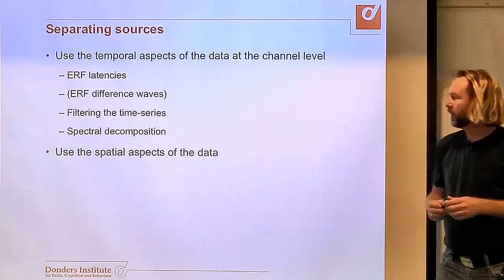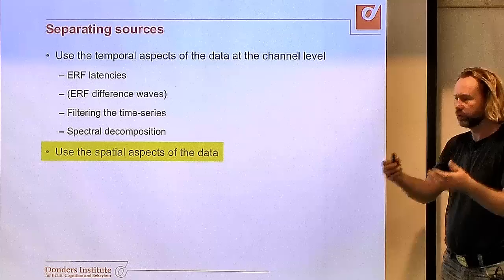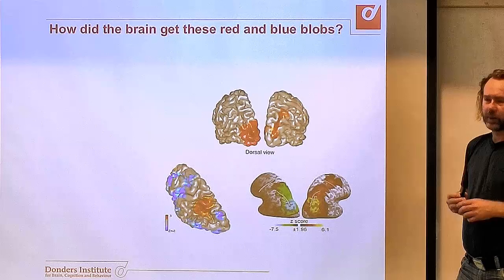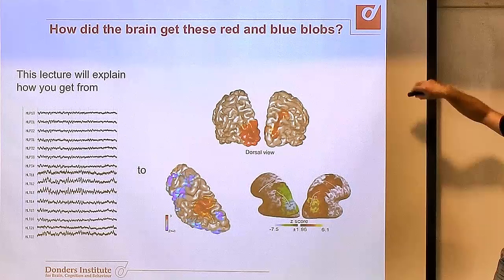Again, looking back at the beginning of this week, we used the temporal aspects of the data at the channel level, and today we're going to continue with using the spatial aspects to interpret the data at the level of the cortex. And basically, the question that we're asking is, how did the brain get these red and blue blobs that you often see in publications? So how do we get from the channel level data to this nice representation of the data?